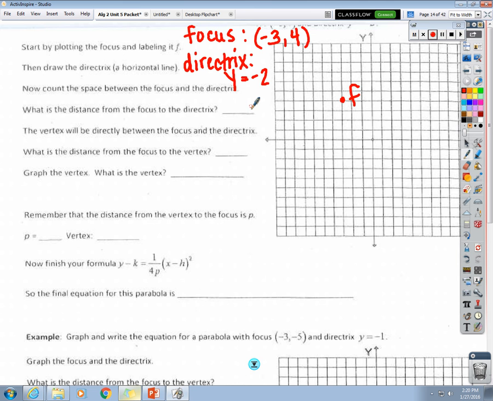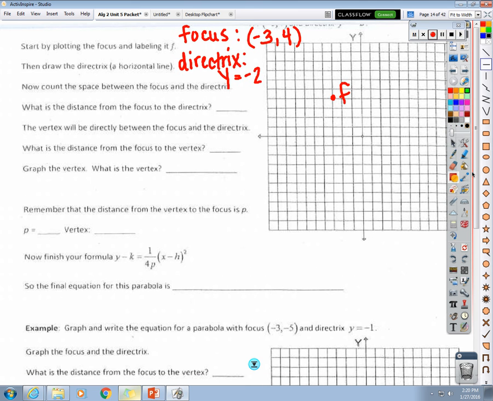Okay, now our directrix is located where? No, not our vertex, our directrix. Negative 2. So I go to the y-axis at negative 2, and that's where I draw in my line, my directrix.